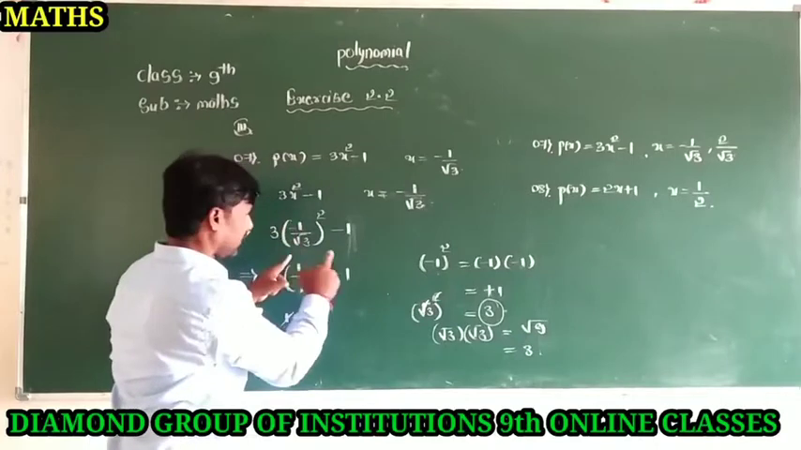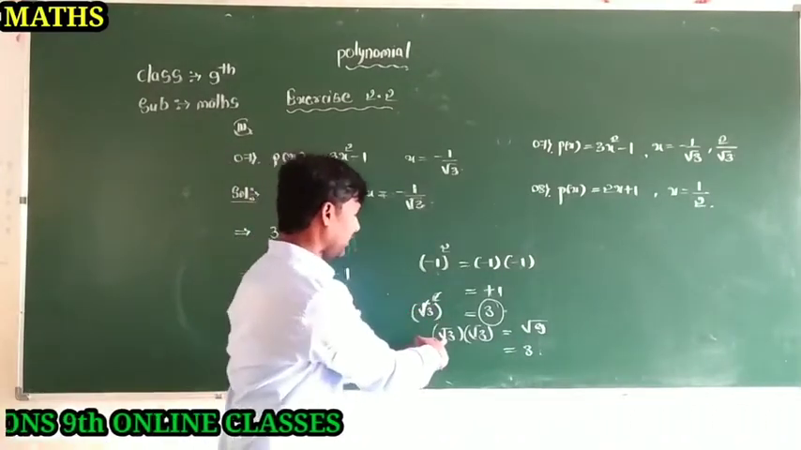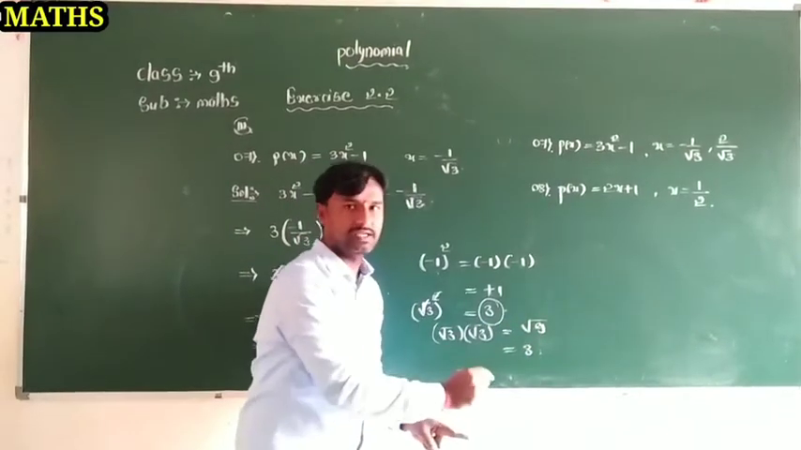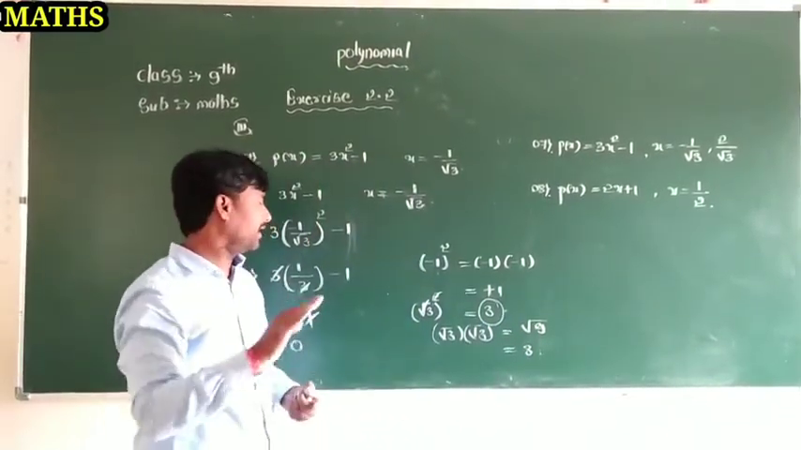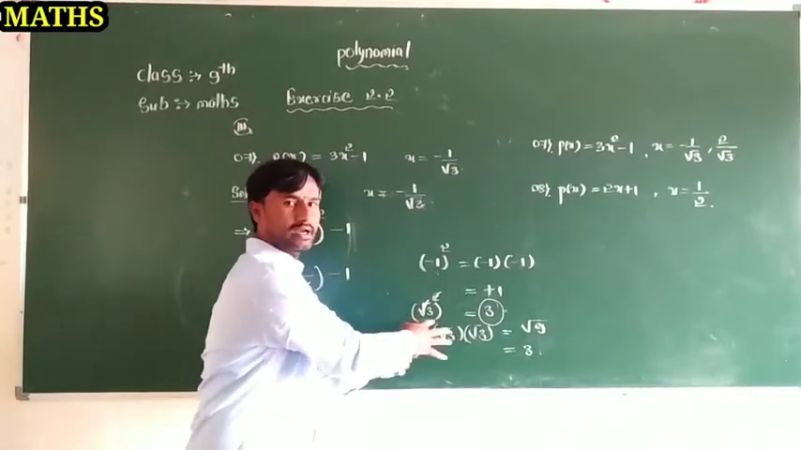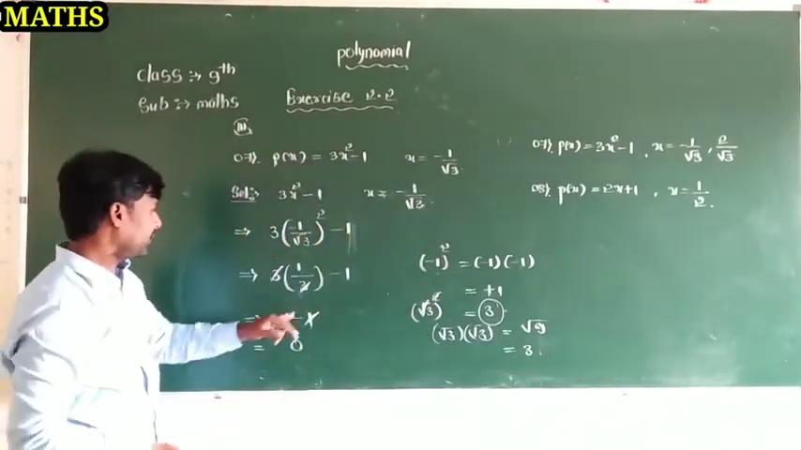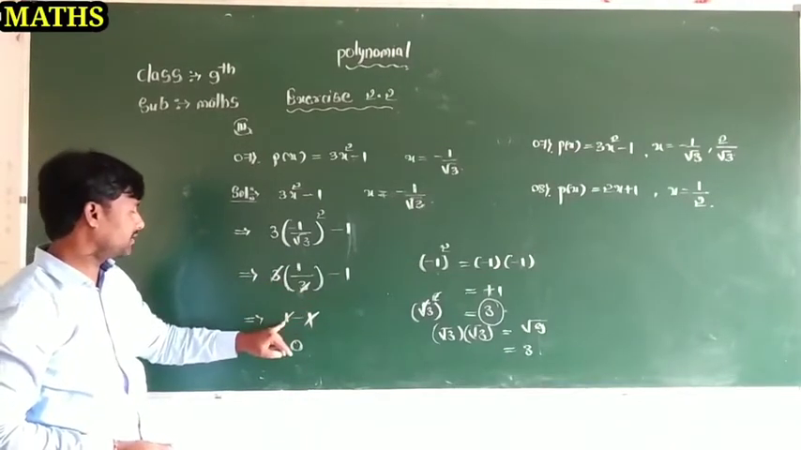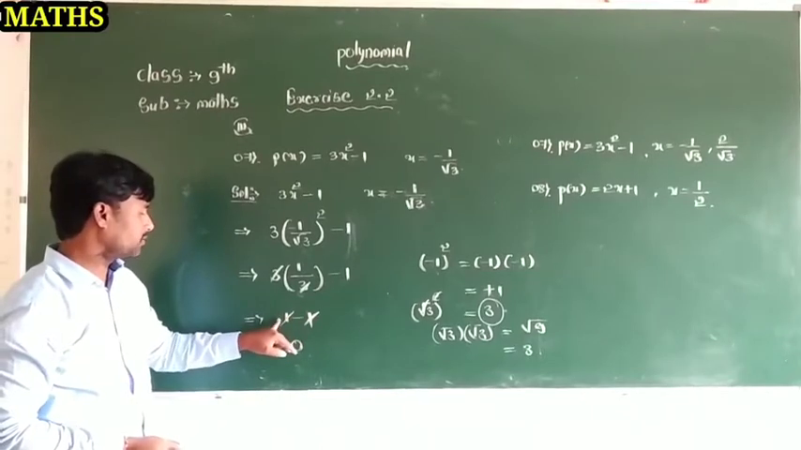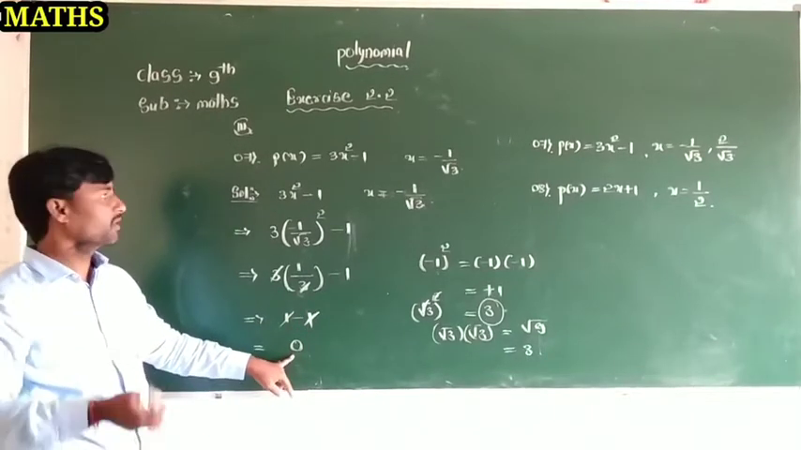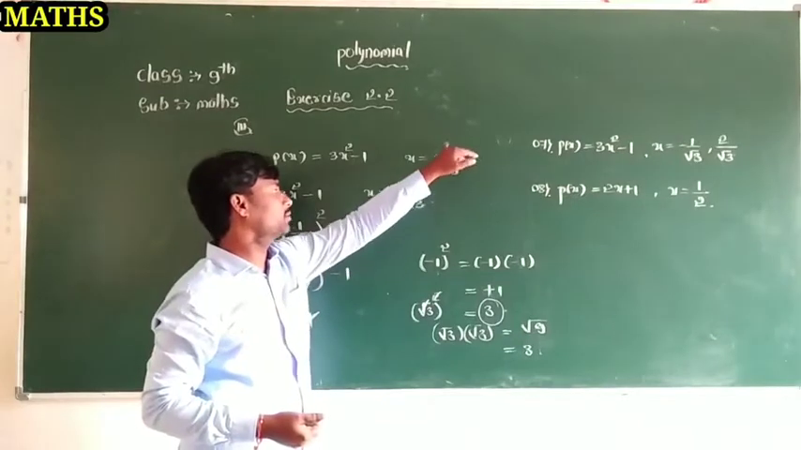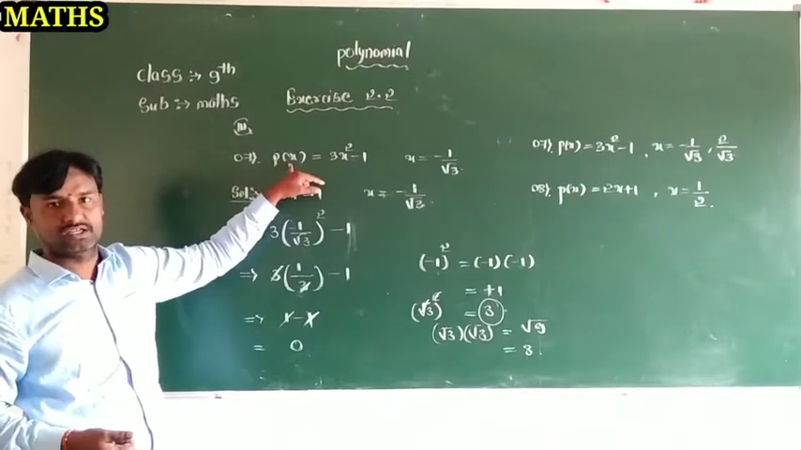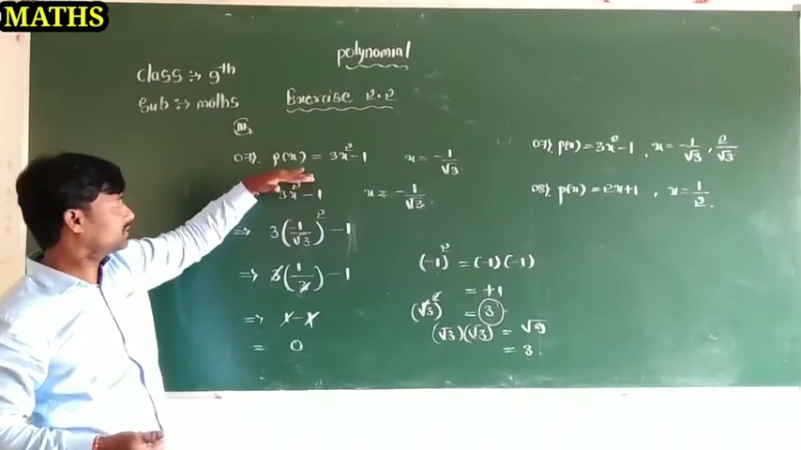Under root of 3 whole square means under root of 3 into under root of 3, which is under root of 9. The square root of 9 is 3. That's why we are cancelling here directly: square and square root both get cancelled. Answer is 3, dear student. That's why 3 came. The 3 in the numerator and denominator both get cancelled. Here 1 is there and minus 1, both get cancelled. Answer equal to 0. We can say x is equal to minus 1 upon under root of 3 is the zero of the polynomial P of x, dear student. I thought you understood this in the seventh question.